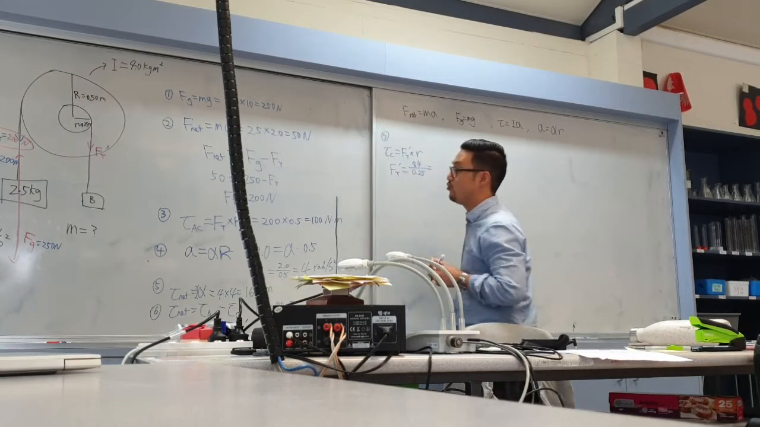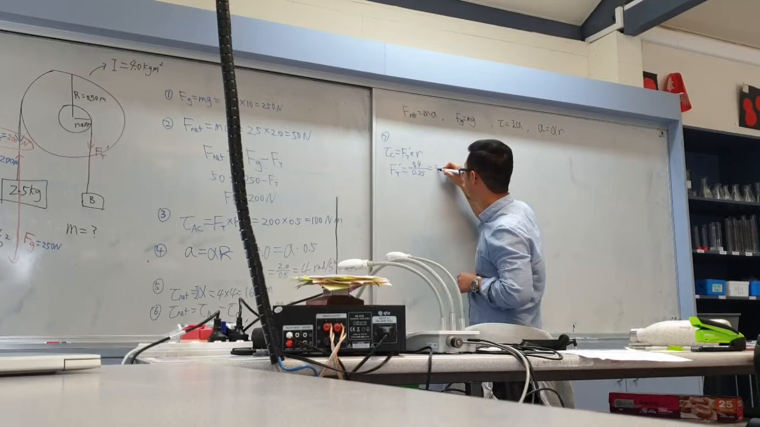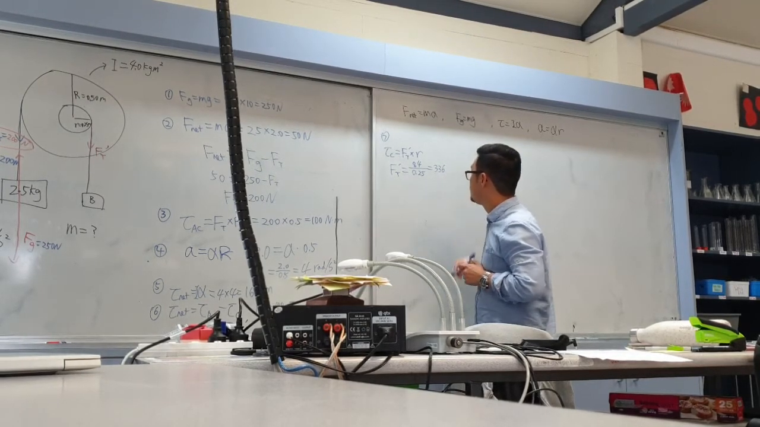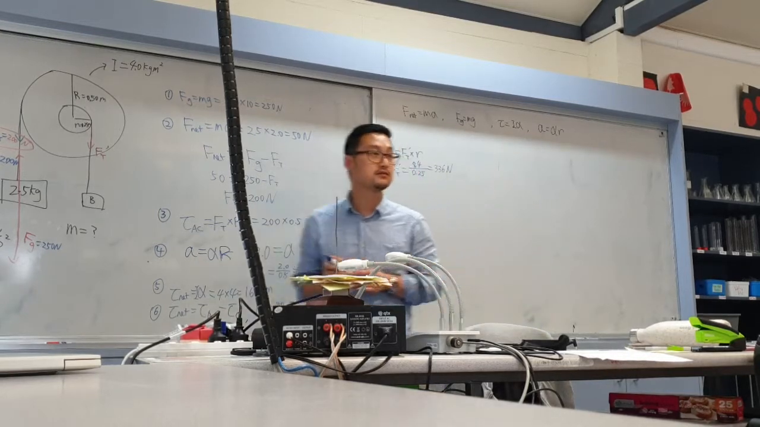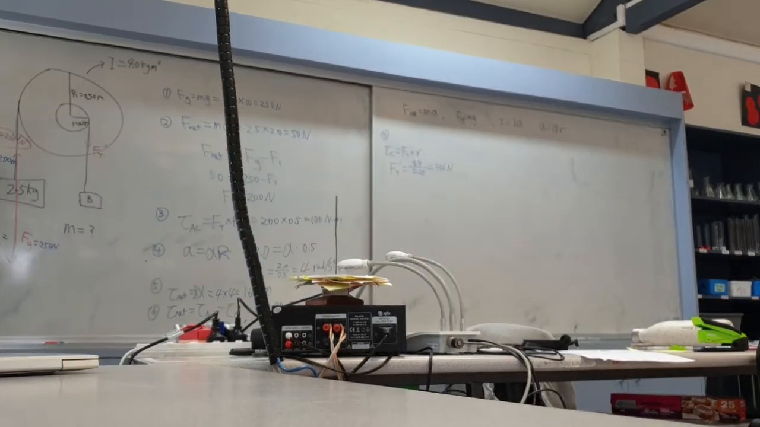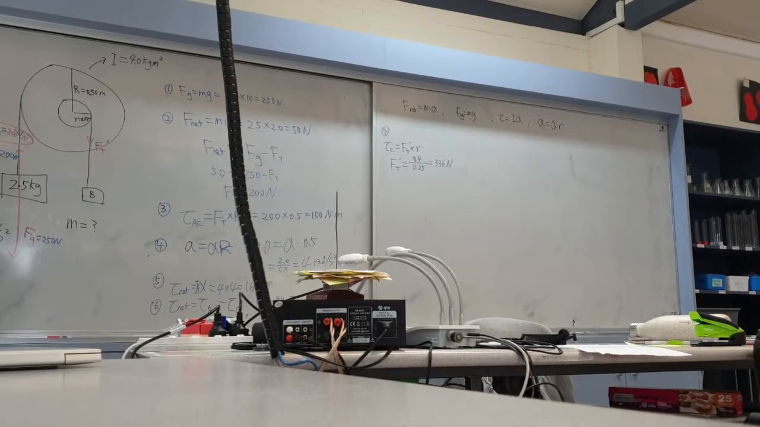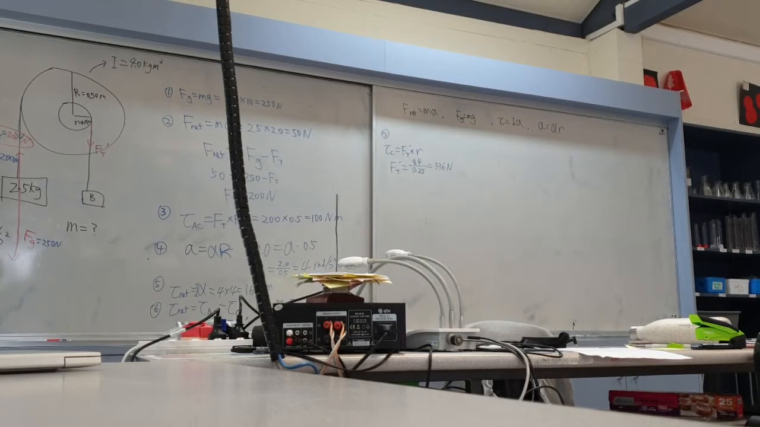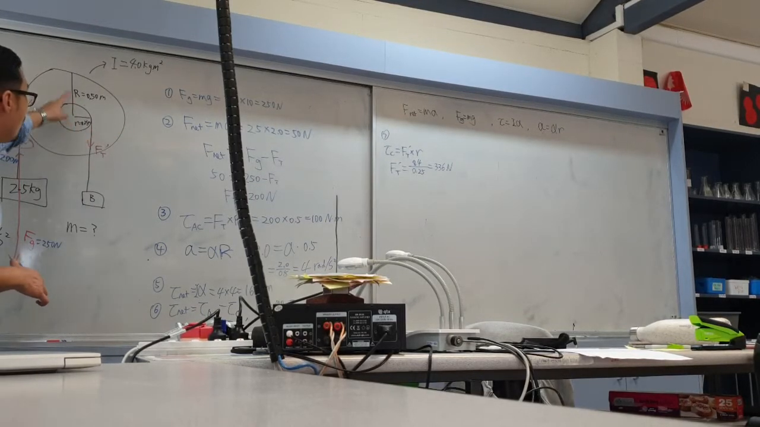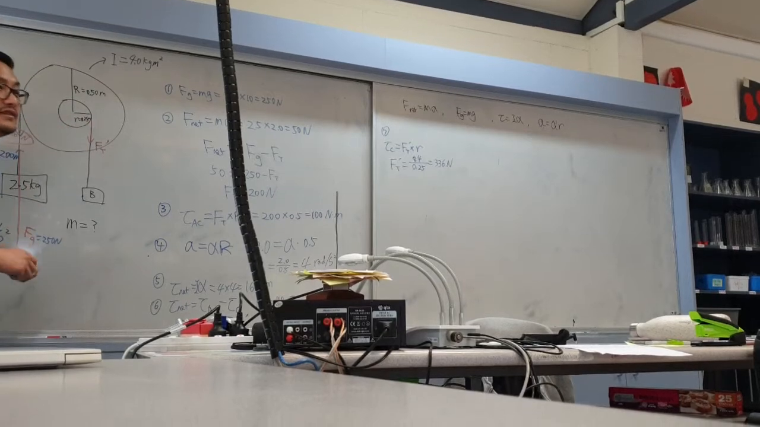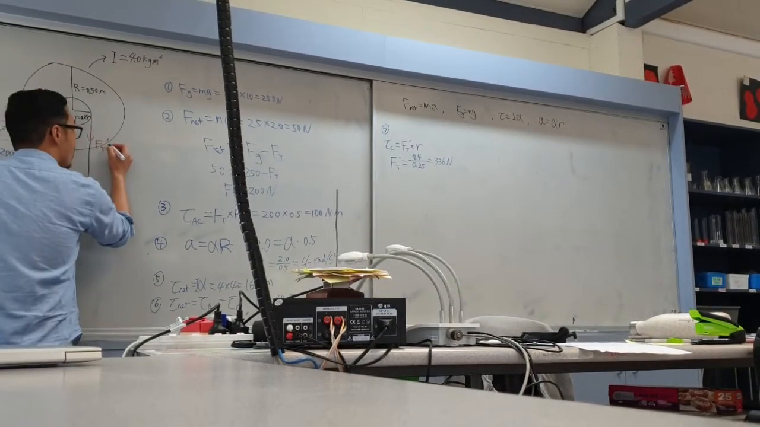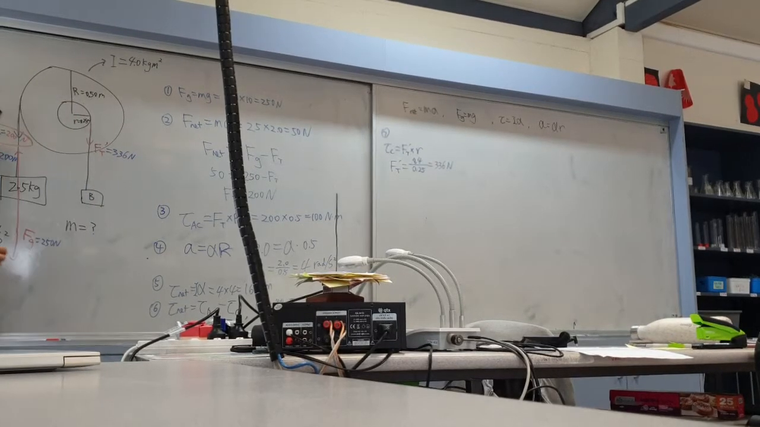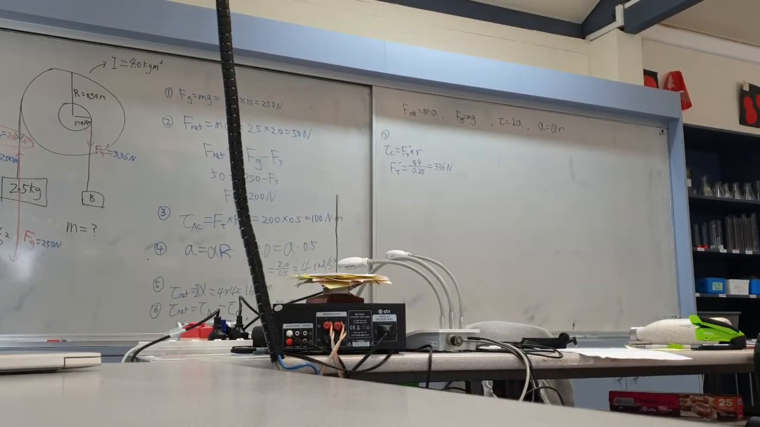So that will give me what? 336 Newton. Does that make sense? Because that torque is coming from this tension force, right? So then I know, well, this force is going to be 336 Newton now. Does it make sense?